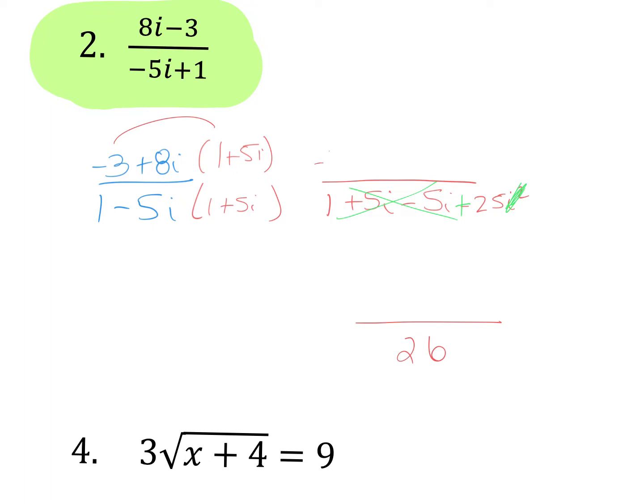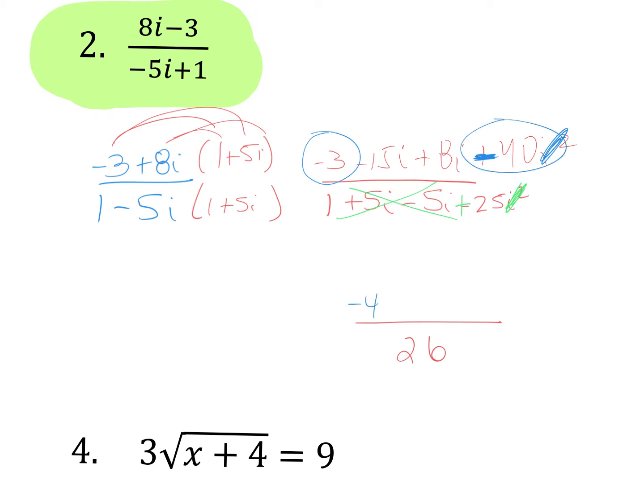-3 times 1 is -3. -3 times 5i is minus 15i. 8i and 1 is plus 8i. And then 8i and 5i is plus 40i squared. When you guys see i squared, what do you do? Cross it off and change that sign. That becomes a real number now. So combine real with real. -3 and a -40 is -43. Negative 15i and a positive 8i is minus 7i.